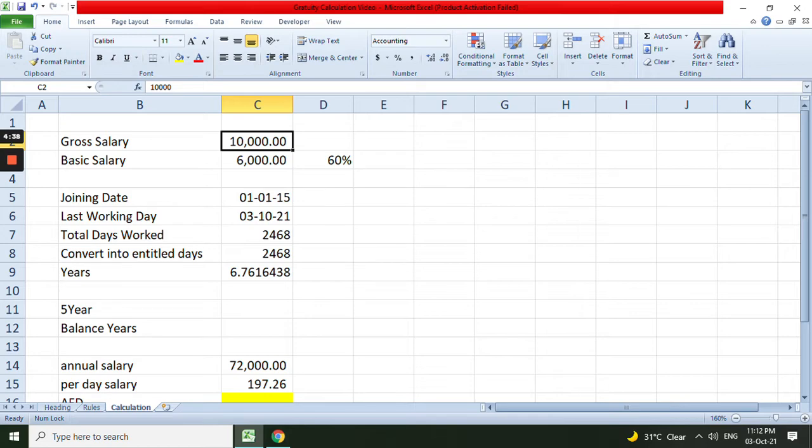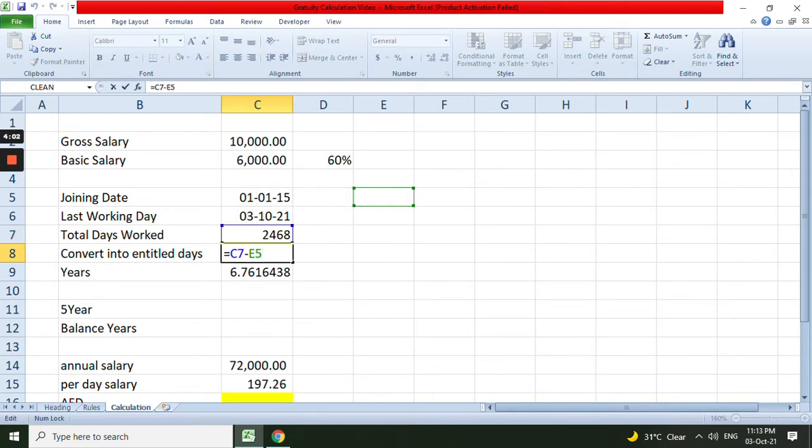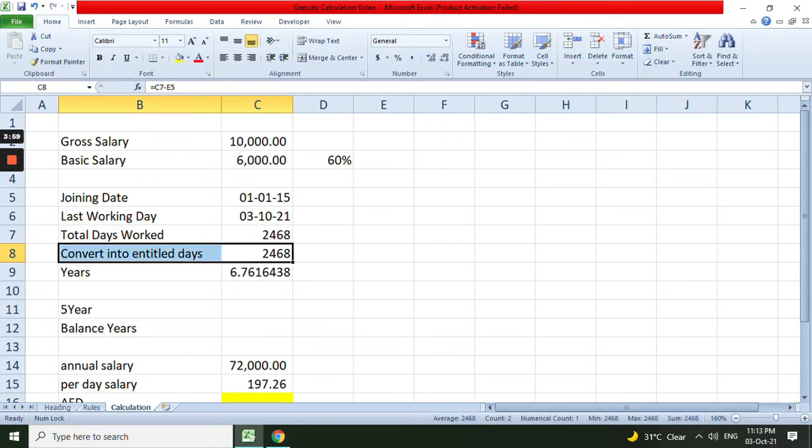For the staff, first of all, I'll consider the gross salary is 10,000. We're considering the basic salary is 60% of the gross salary. The joining date of the staff is 1st January 2015, and the last working day is 3rd October 2021. So the staff worked a total of 2,468 days, which we can calculate by subtracting the joining date from the last working date, and then adding 1 for the date difference, and then we get the number of days.